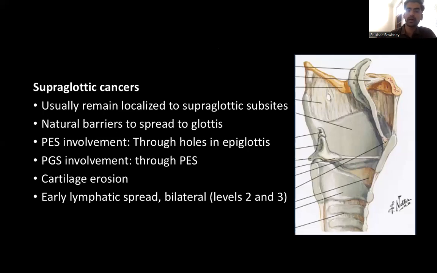Supraglottic tumors usually remain localized to the supraglottic subsites, and that is because of the natural barriers that are present in the supraglottis which prevent its spread to the glottic area. They may go anteriorly into the pre-epiglottic space through the holes in the epiglottis. They may also go into the paraglottic space once the pre-epiglottic space is breached, as the 2 spaces are connected. Once these 2 spaces are involved, there may be cartilage erosions as well.